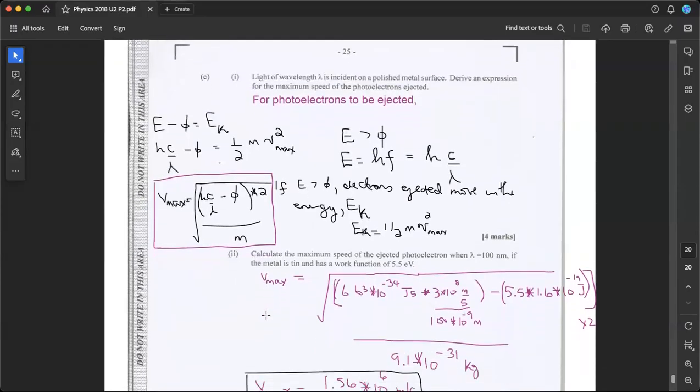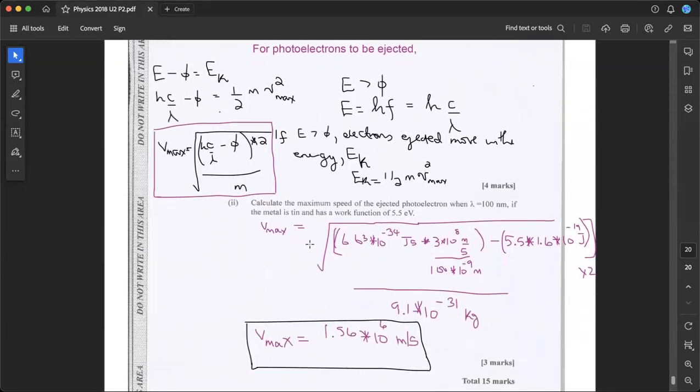Then they're asking us to calculate the maximum speed of the ejected photoelectron when lambda is equal to 100 nanometers, if the metal is thin and has a work function of 5.5 electron volts. So we use the formula we derived in part 1, and we just substitute in the values. We know that h is Planck's constant, and c is the speed of light. Our lambda they gave us in nanometers.